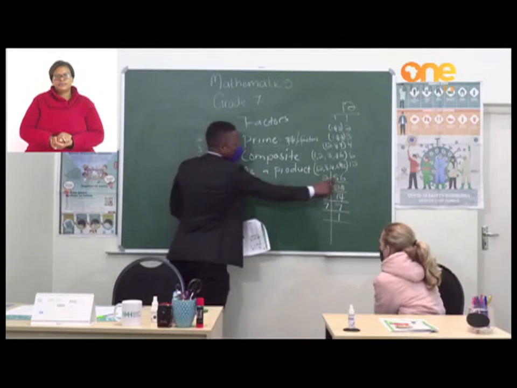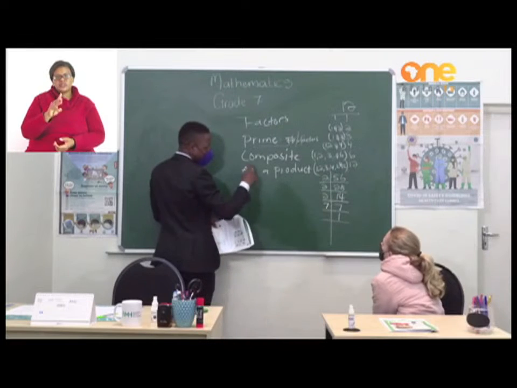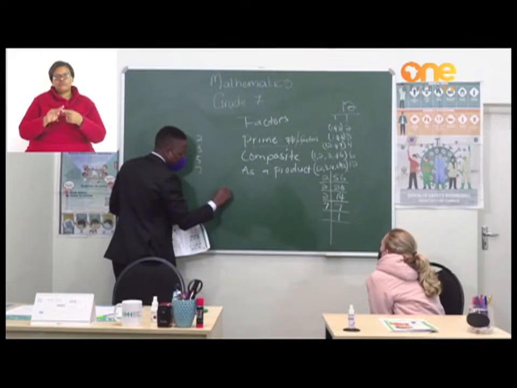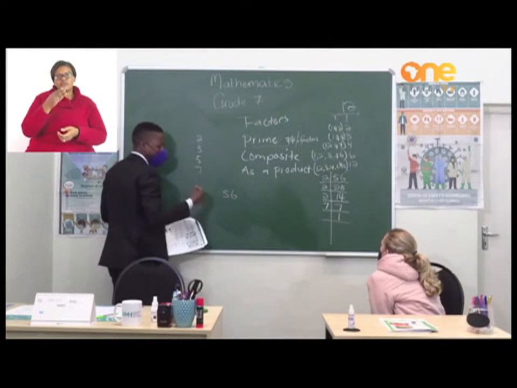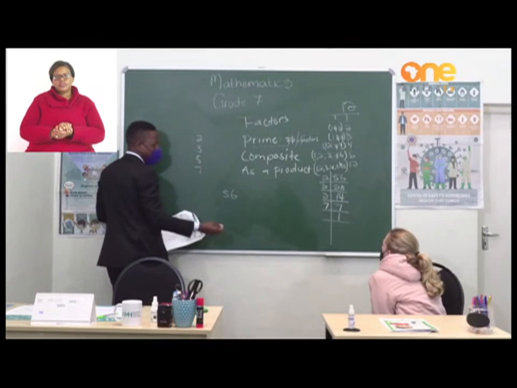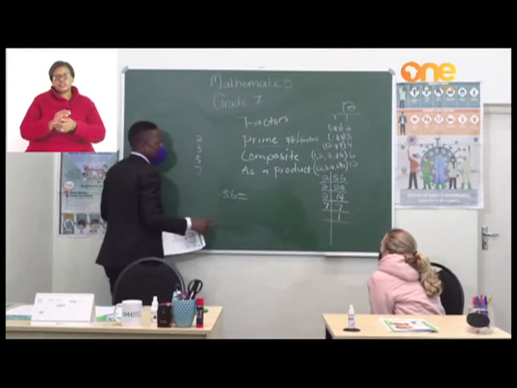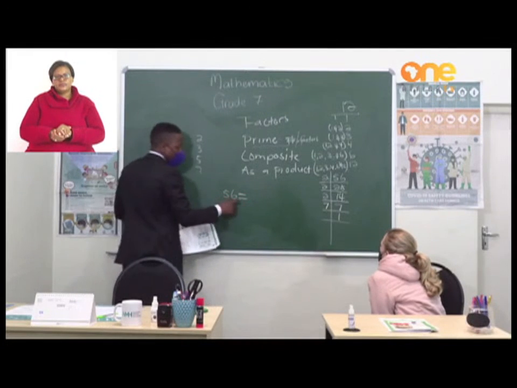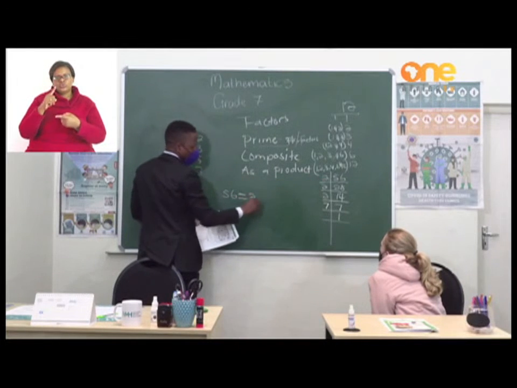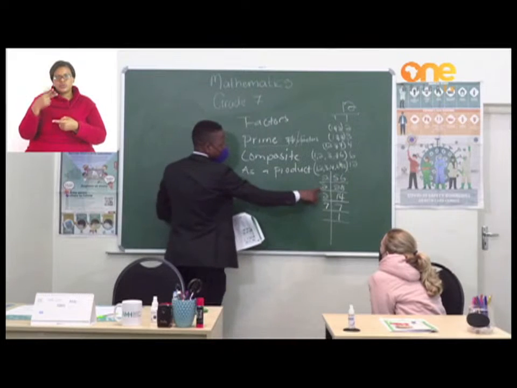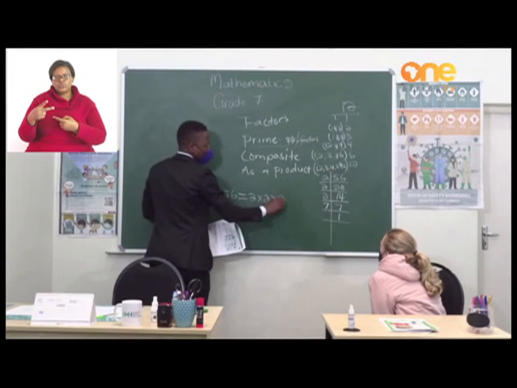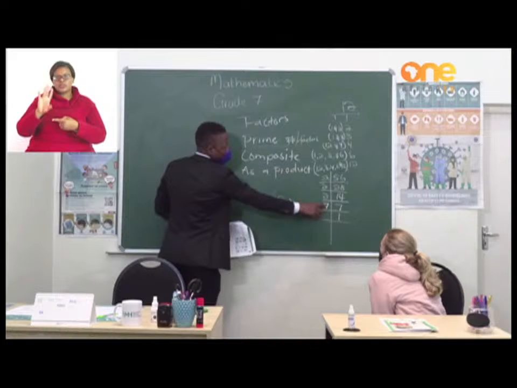Write 56 as a product of its prime factors. You write 56 as a product. A product is an answer for multiplication. In that manner, you write 56 equal, you take the first 2 times the second one, 2 times the third one, 2 times 7.